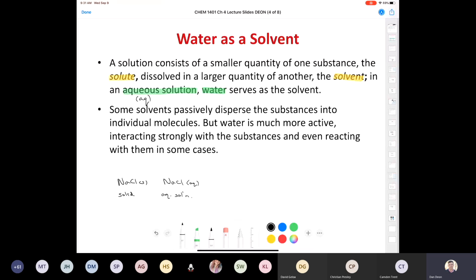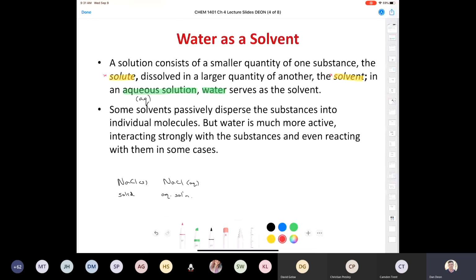Okay. Now, a common thing that we do in chemistry is that even if water is present in a smaller amount, we still call water the solvent. So anytime we have something dissolved in water, we always consider water the solvent. But again, these definitions for solute and solvent still stand.